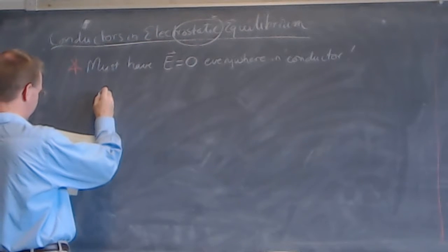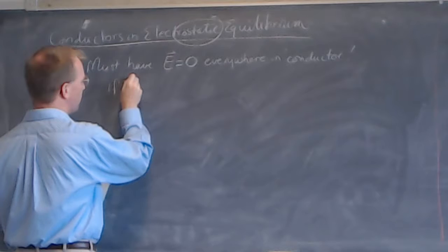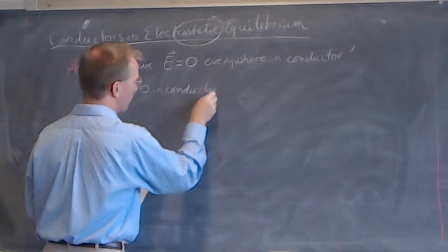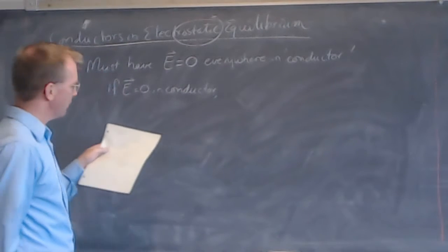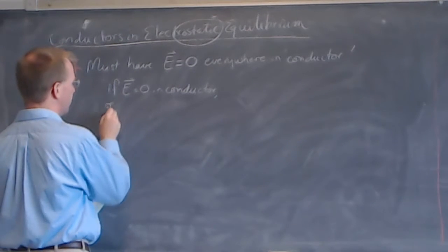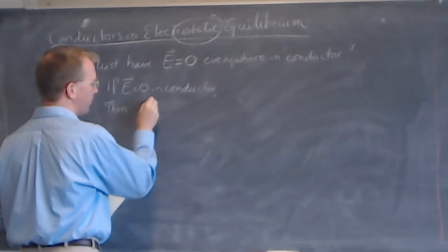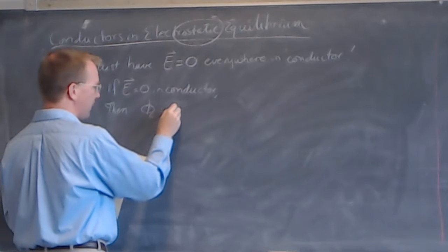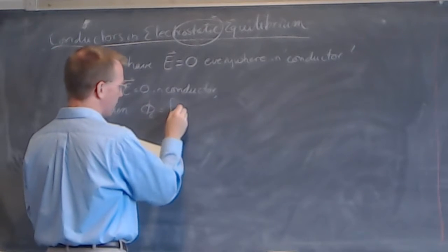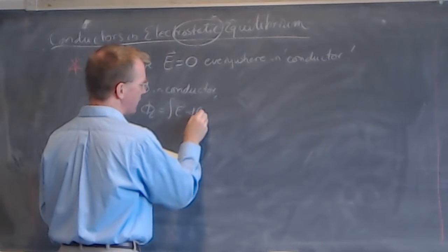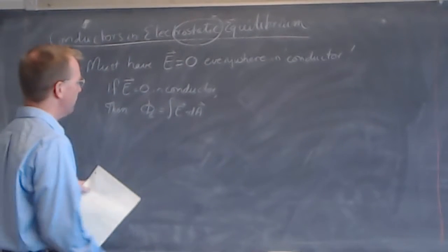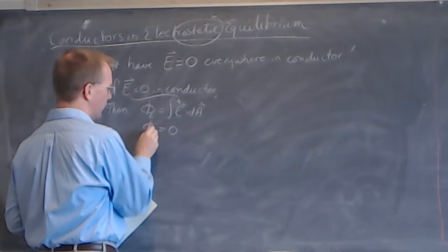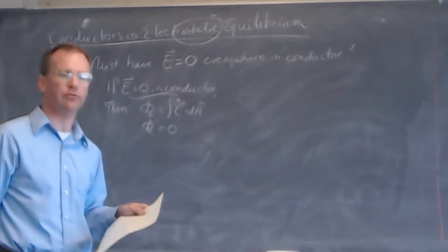Now, because of that, if the electric field is zero in the conductor, then we apply the equation for the electric flux. It's equal to the integral of E dot dA. Okay? If E is zero, then the flux is zero.